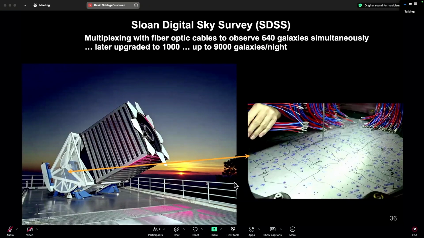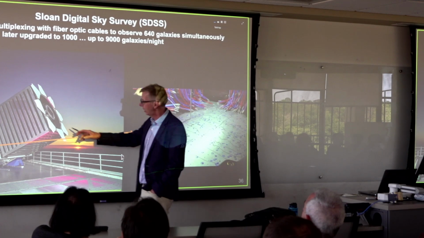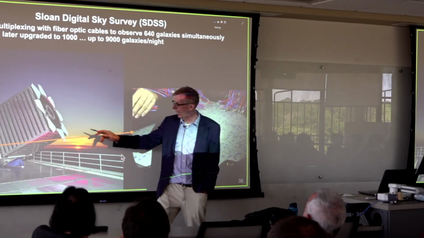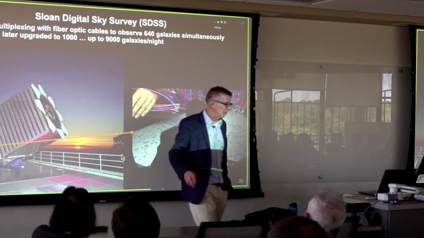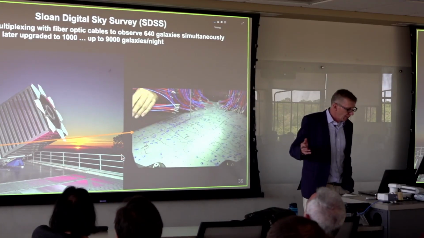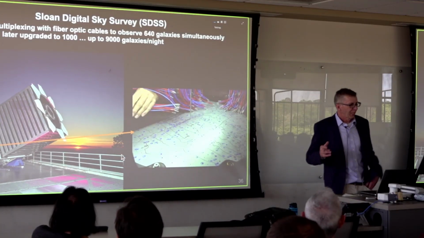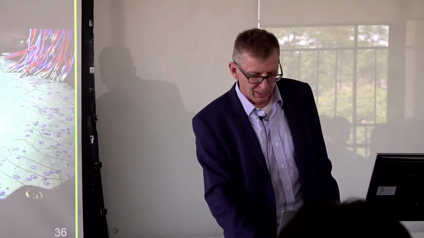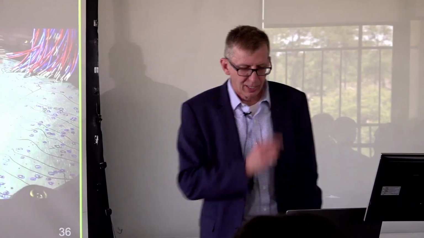Okay, so that was the CFA redshift survey. But then over the years after that, techniques were developed to do this more on an industrial scale. And so this is a picture of the Sloan Digital Sky Survey, this 2.5-meter telescope in New Mexico. And what this telescope used was fiber optics that could observe many galaxies at once, and in this case, 640 galaxies at once.